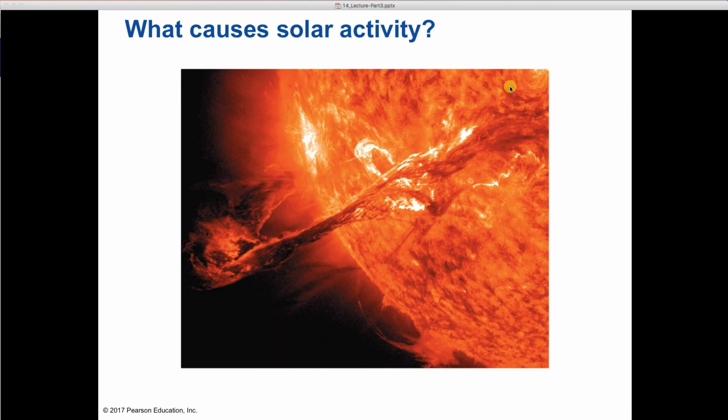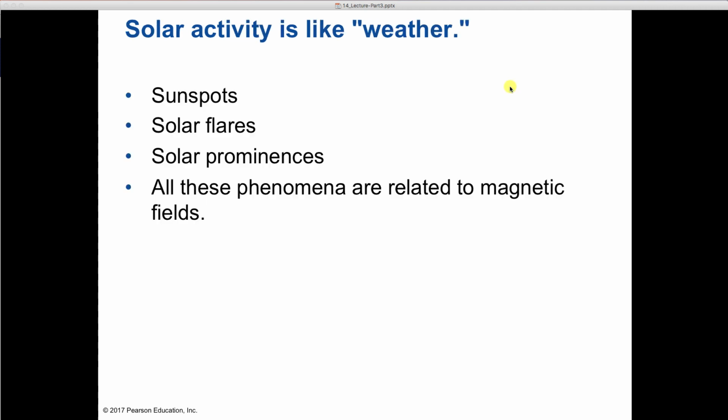So, what causes solar activity? This is a picture of what's called a solar flare. That's a bunch of material that's about to leave the surface of the sun. It gets ejected so fast that it's leaving at a higher speed than the escape velocity of the sun. So a bunch of material can be sort of shot out into space. So we'll talk about where these come from.